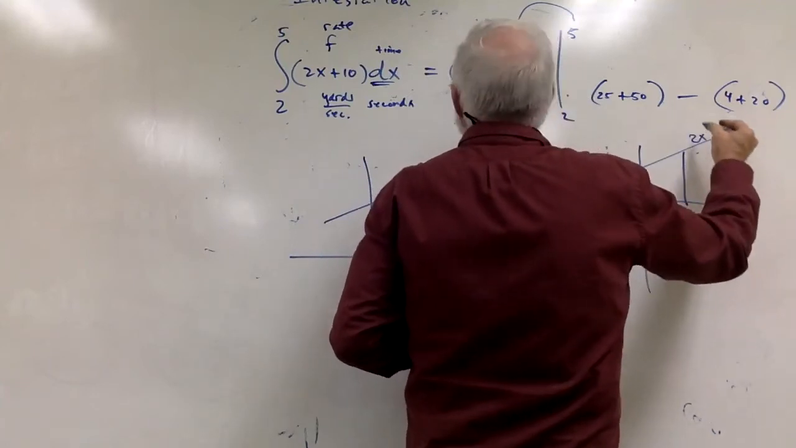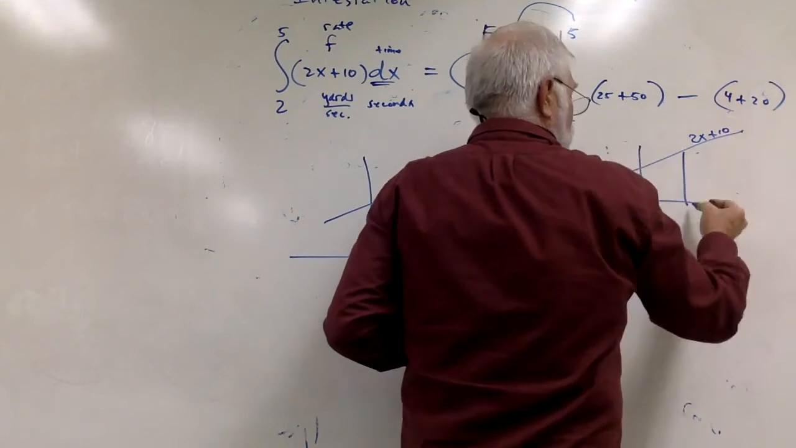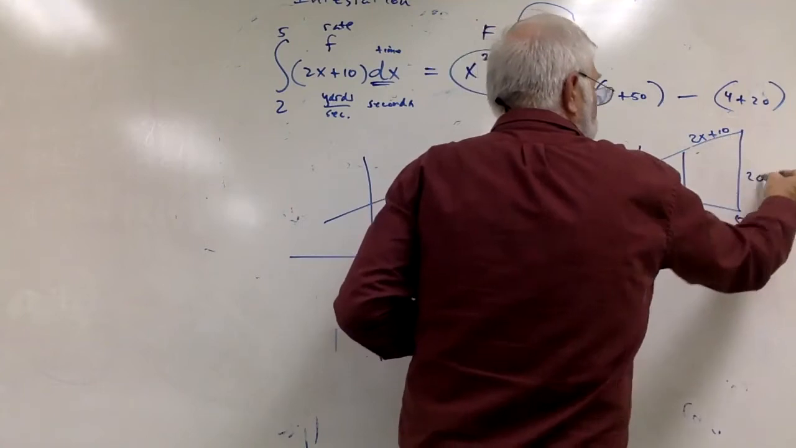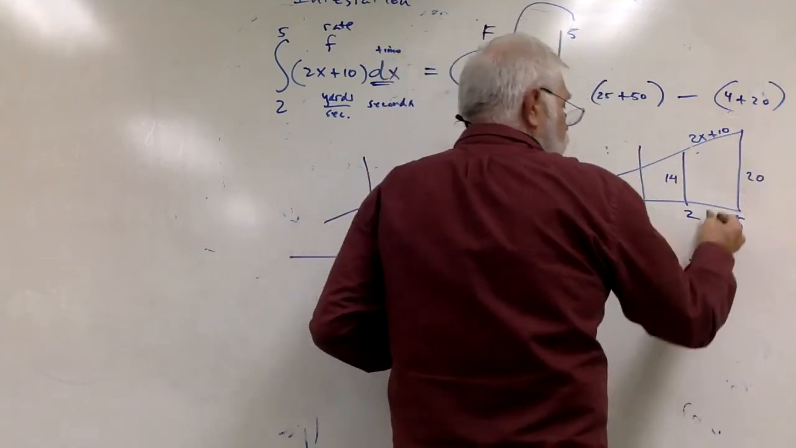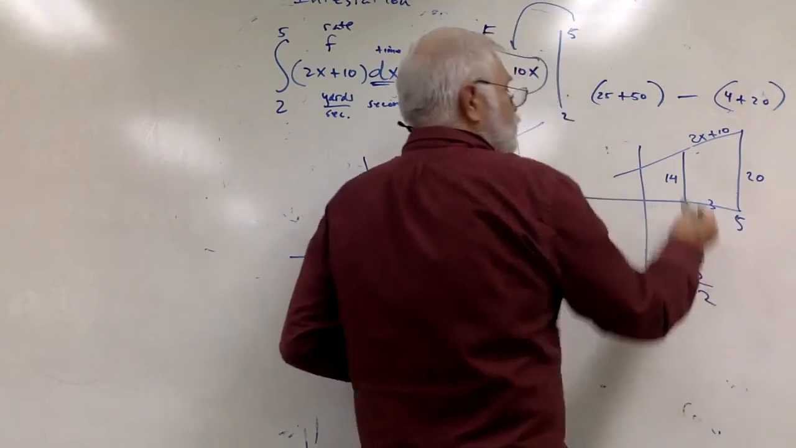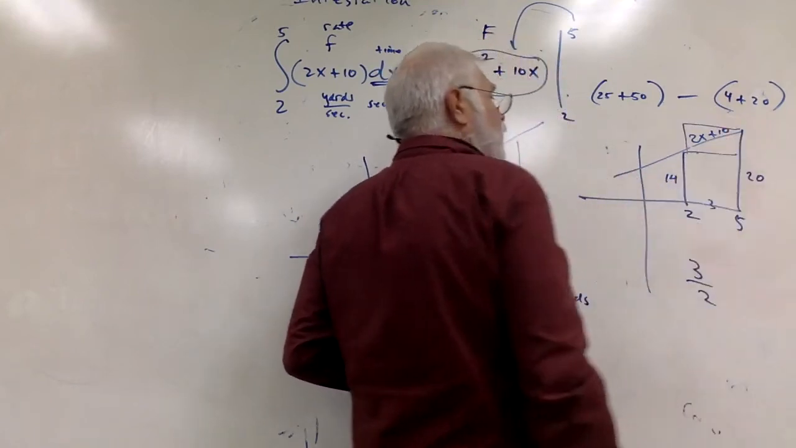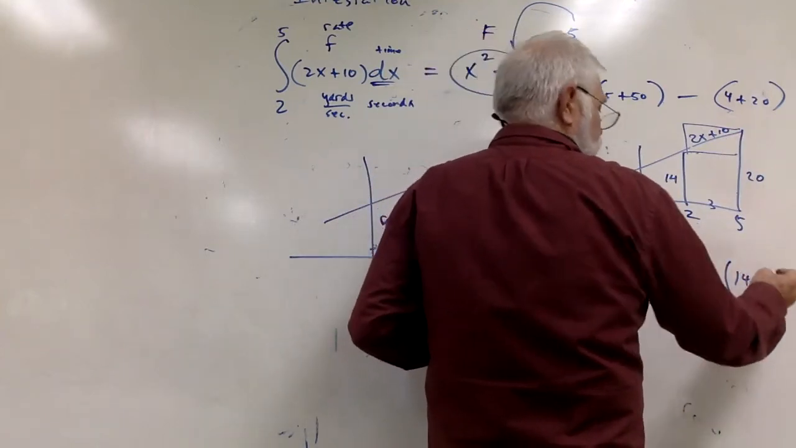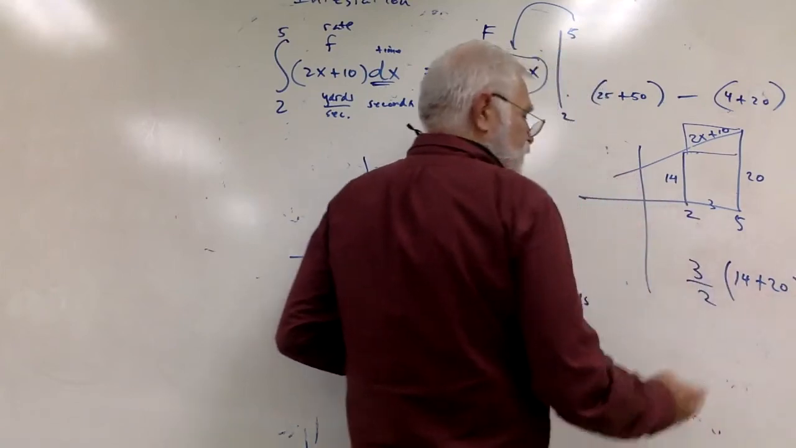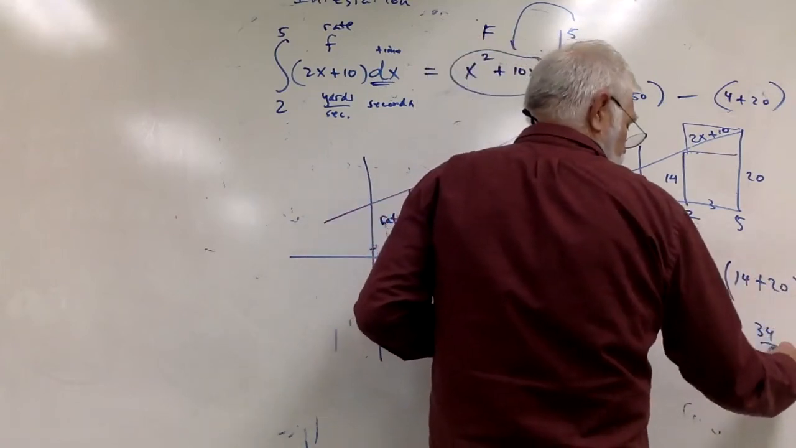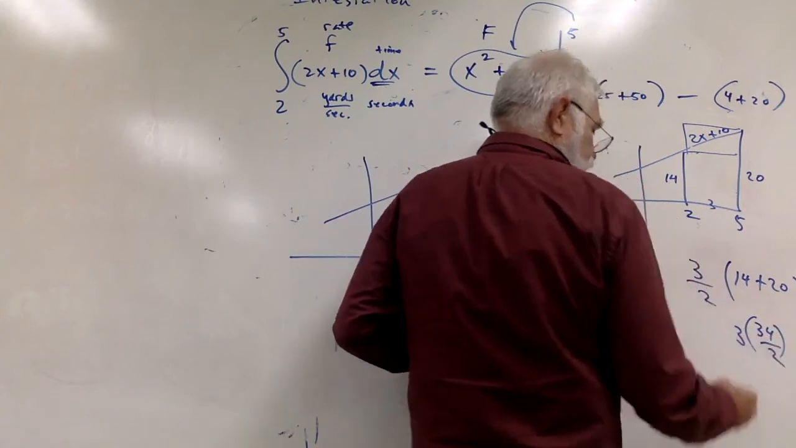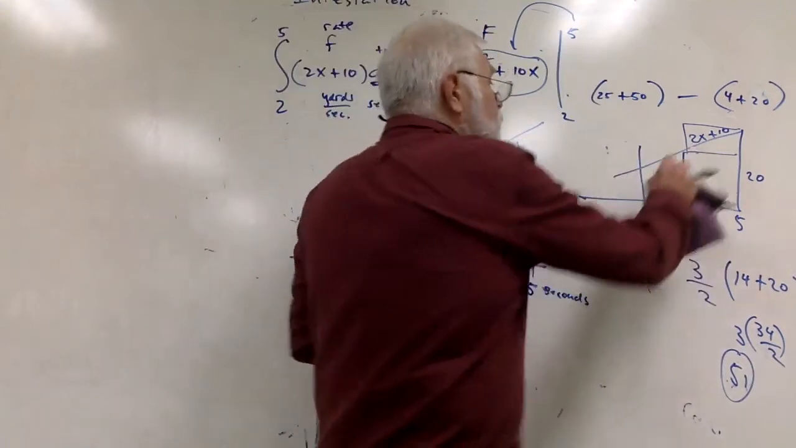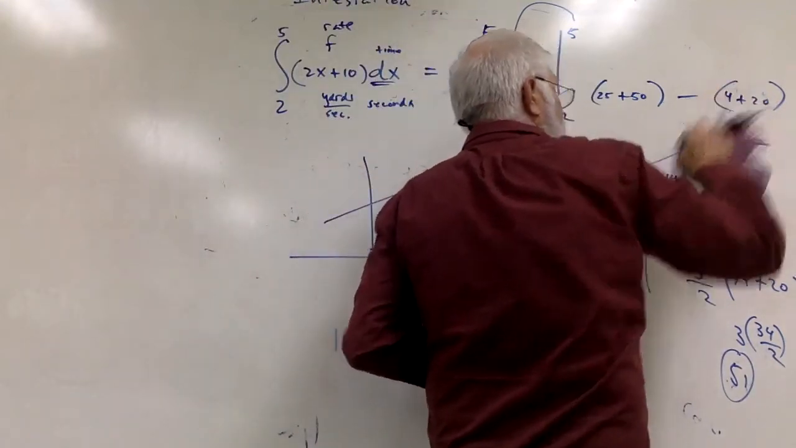So here's 2x plus 10. At 2, that's 14. At 5, that's 20. And a trapezoid is the width, which is 3 right here, divided by 2, because a trapezoid is the average of a left and a right rectangle. So 3 divided by 2, first altitude on the left, 14, second altitude on the right, 20. So this is 34. Cut in half is 17. 17 times 3 is 51. And it had to come out the same because that is an actual trapezoid here.